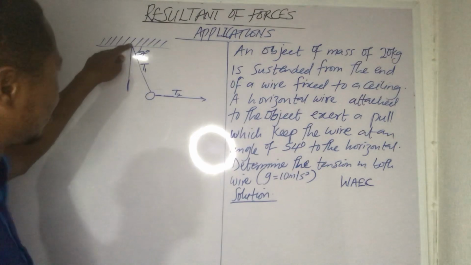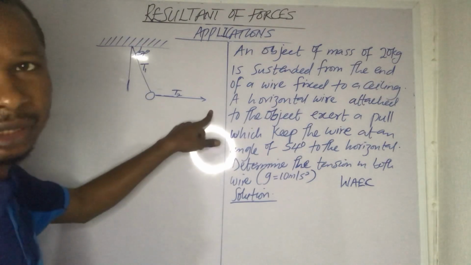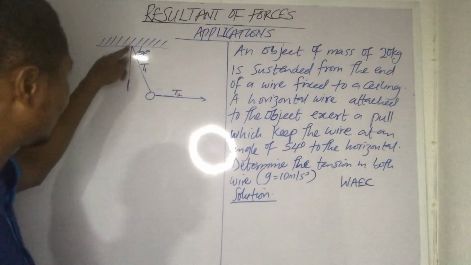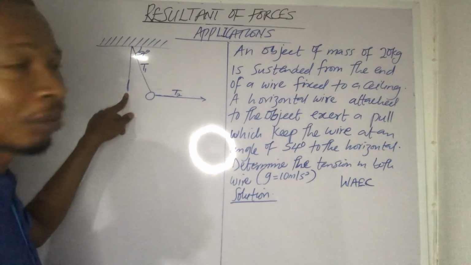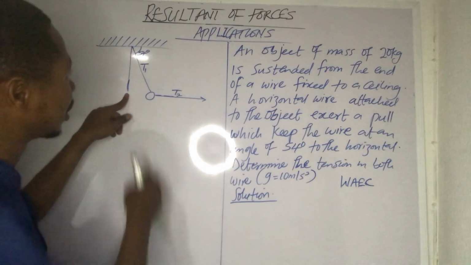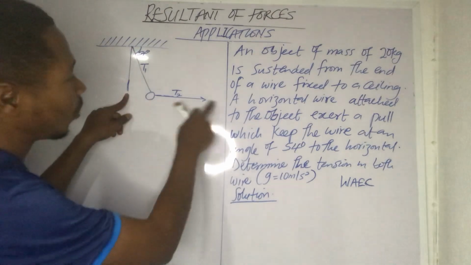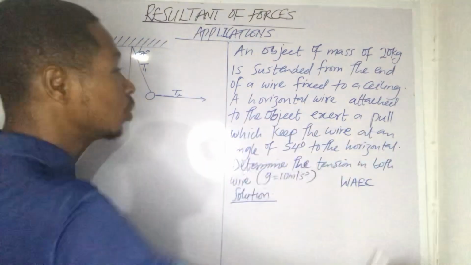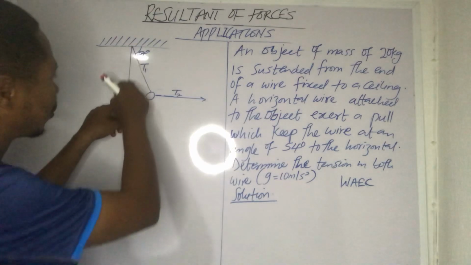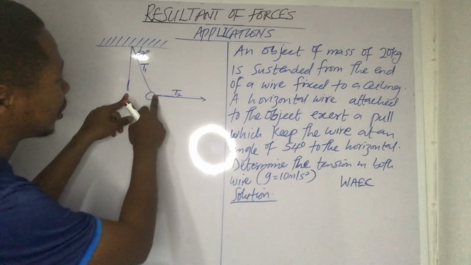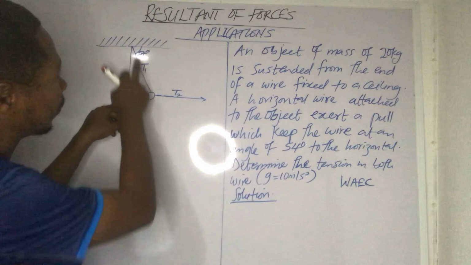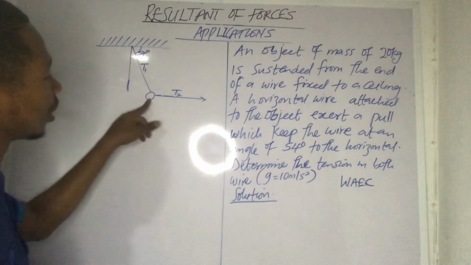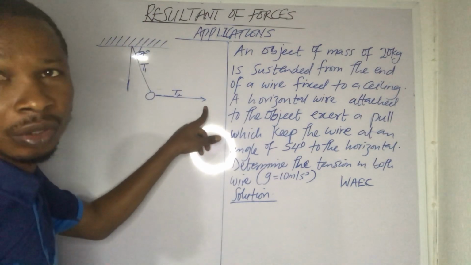An object is supposed to be suspended like this. Assuming this exerted force is not there, the object will be suspended straight like this. But after the suspension, there is another wire that exerts a pull in this direction. So instead of the wire being like this, it's now like this. So there is an angle. This wire forms an angle of 54 degrees to the horizontal because of the pull of this force.